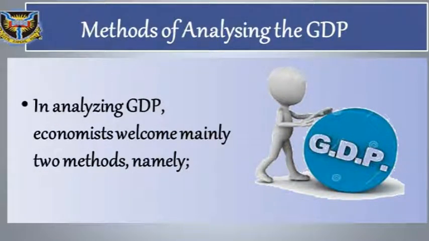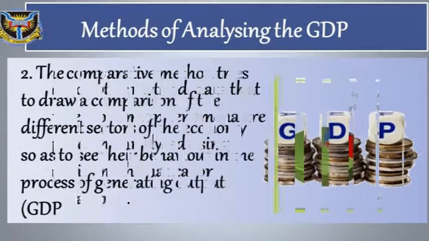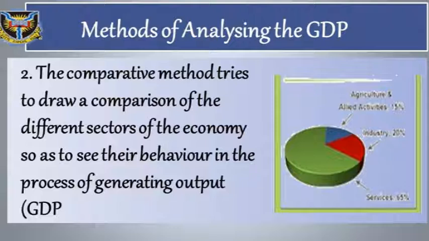Methods of analyzing the GDP. In analyzing the GDP, economists employ mainly two methods, namely the descriptive analytical method and the comparative analytical method. In the descriptive method, data that describe economic phenomena are compiled and analyzed using economic, mathematical, or statistical tools. The comparative method tries to draw a comparison of the different sectors of the economy so as to see their behavior in the process of generating output.